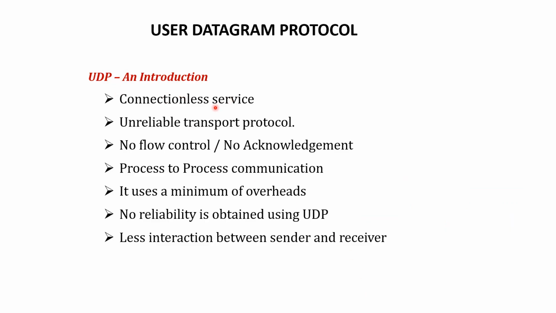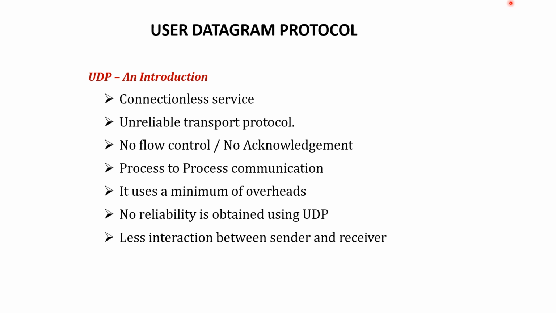UDP is a connectionless, lightweight transport protocol that belongs to the TCP/IP suite. Unlike TCP, it focuses on delivering data quickly without establishing a connection between the sender and the receiver. Because of this, UDP is often called an unreliable protocol, meaning there is no guarantee that data will arrive intact or in the correct order.